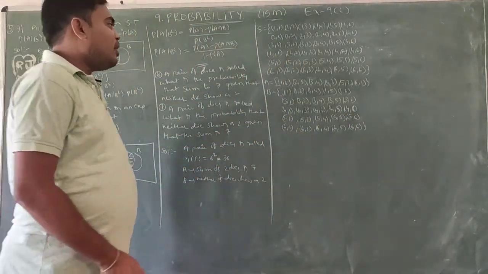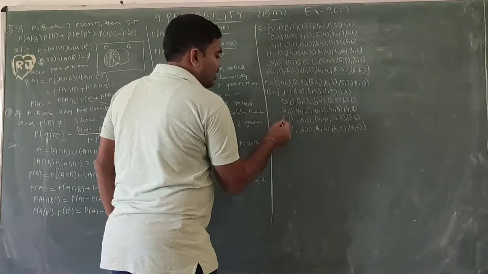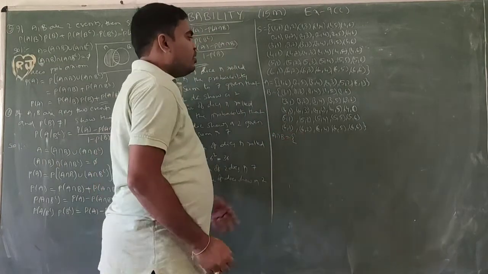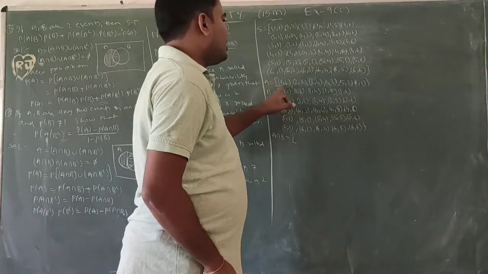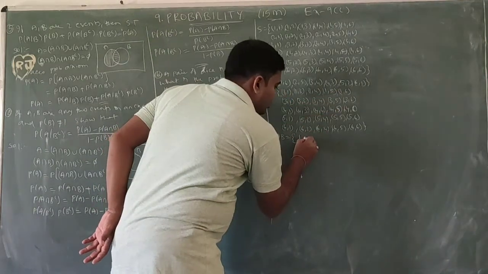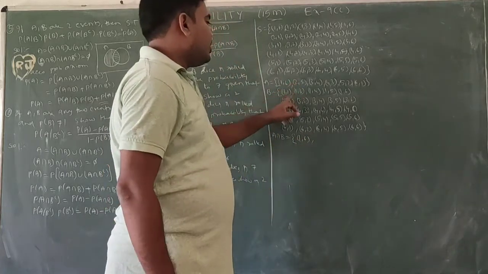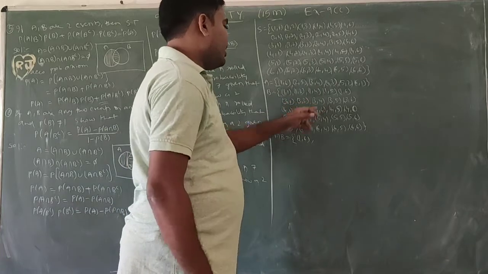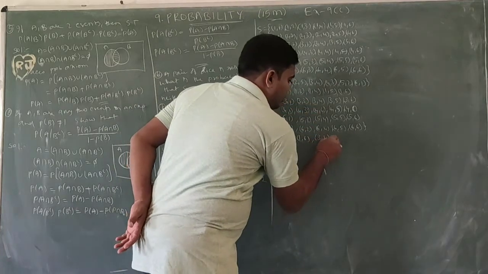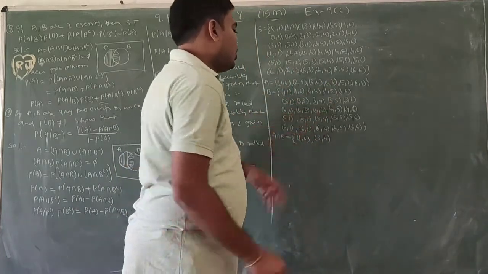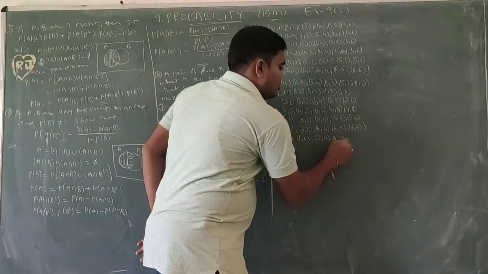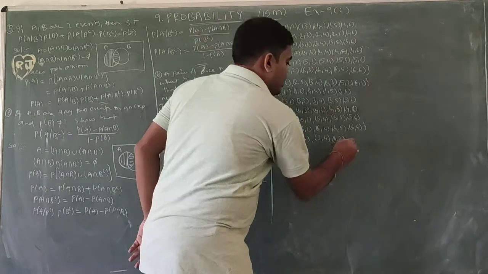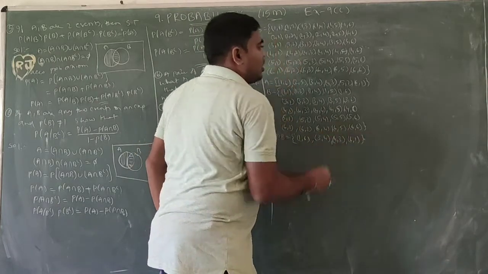Now, what is common, A intersection B. In this, 1 6 is common. B doesn't contain 2 5, so it is not common. 3 4 is there. Next 4 3 is there. 5 2 is not in B. 6 1 is contained. So these are the common choices.